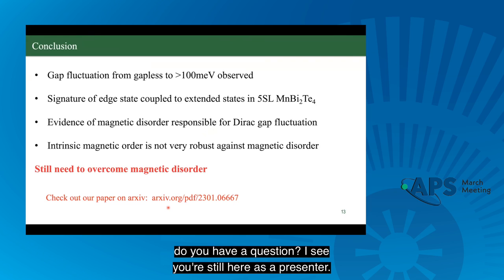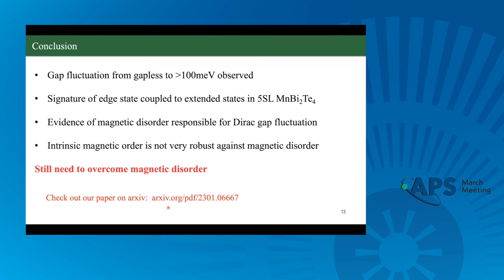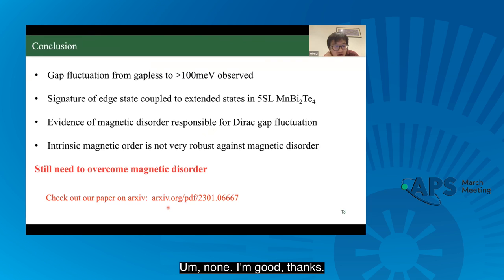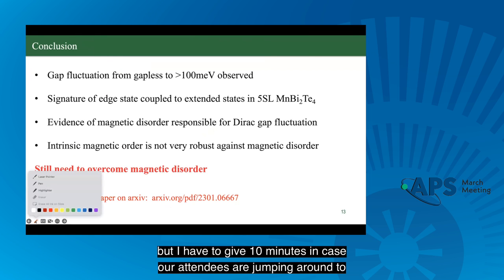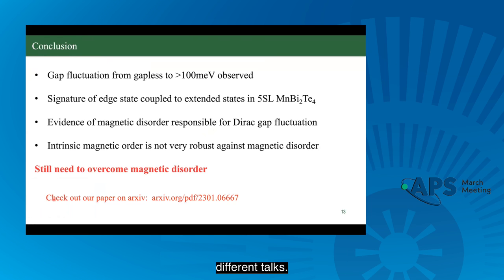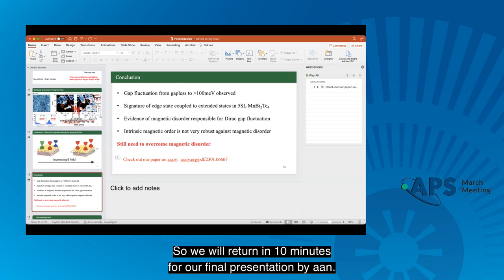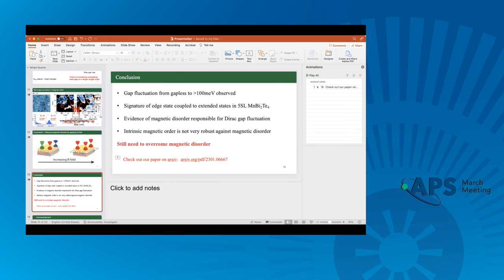Anand, do you have a question? I see you're still here as a presenter. No, I'm good, thanks. Our next presenter does not appear to be in the session, but I have to give 10 minutes in case our attendees are jumping around to different talks. So we will return in 10 minutes for our final presentation by Anand Sekar. Thank you.